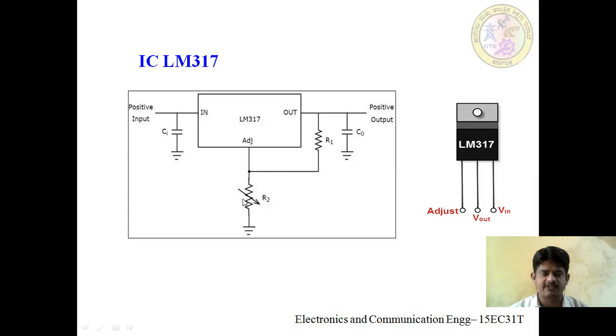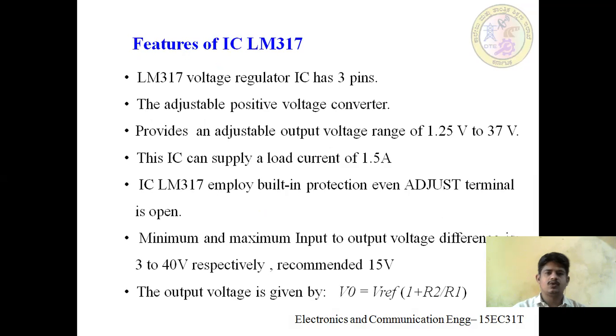Next we'll see the equation of how exactly the output depends on R1 and R2. In this adjustable voltage regulator, the changeable element is the resistor R2. Now we'll see the features of the IC LM317. It is a 3-pin IC, and an adjustable positive voltage regulator, operating for positive voltage. Remember, you cannot use this for negative.